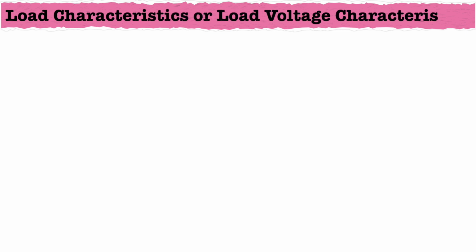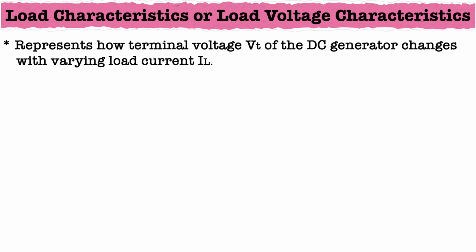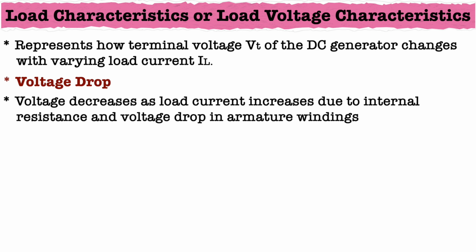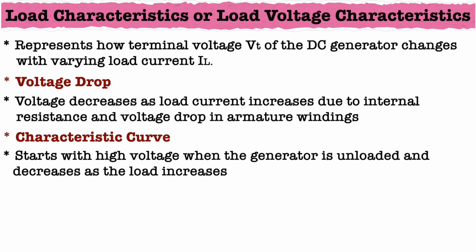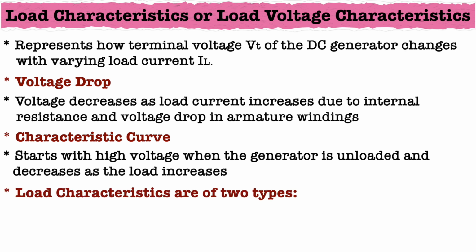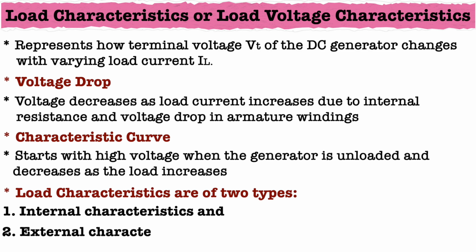Second one is the load characteristics or load voltage characteristics. Load characteristics represents how the terminal voltage Vt of the DC generator varies with the load current IL. It shows a drop in voltage as the load current increases due to the internal resistance of the generator and the voltage drop in the armature windings. The characteristic curve usually starts high when the generator is unloaded and decreases with increasing load, as you can see from the characteristics. Now, the load characteristics are of two types, that is internal characteristics and external characteristics.